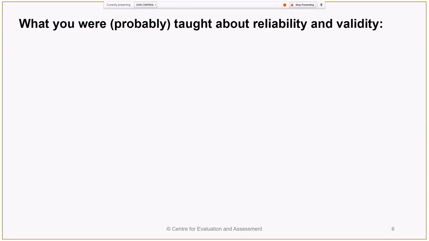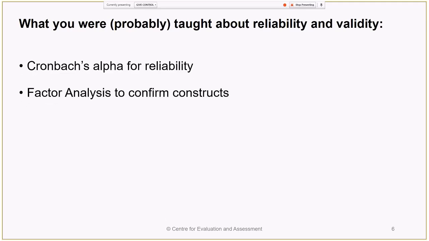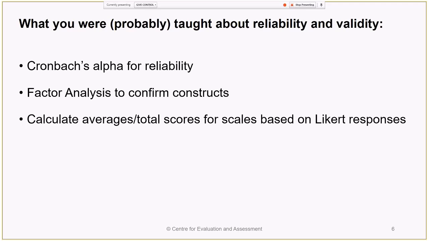So reliability and validity of questionnaires. This is what you were probably taught about reliability and validity. You were probably taught to calculate Cronbach's alpha for reliability, to do factor analysis to confirm constructs, to calculate averages or total scores based on Likert type responses, in other words, ordered categorical data. You might have been taught to apply parametric statistics to report your results.